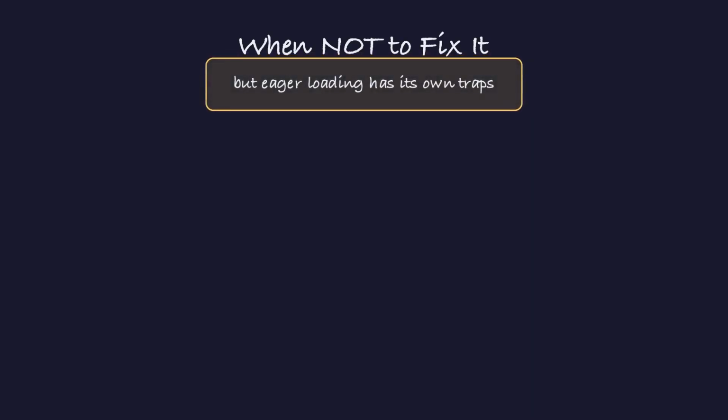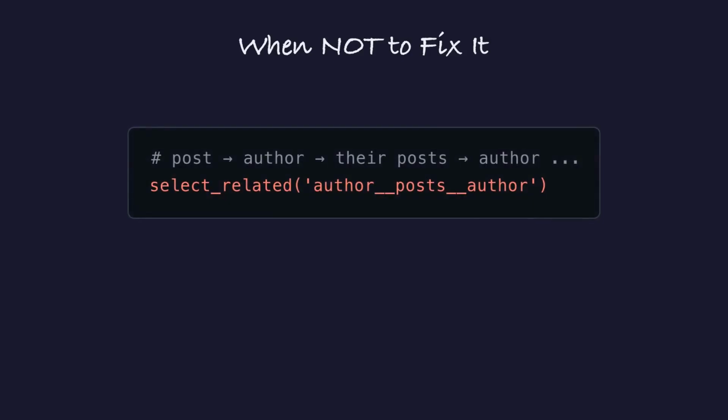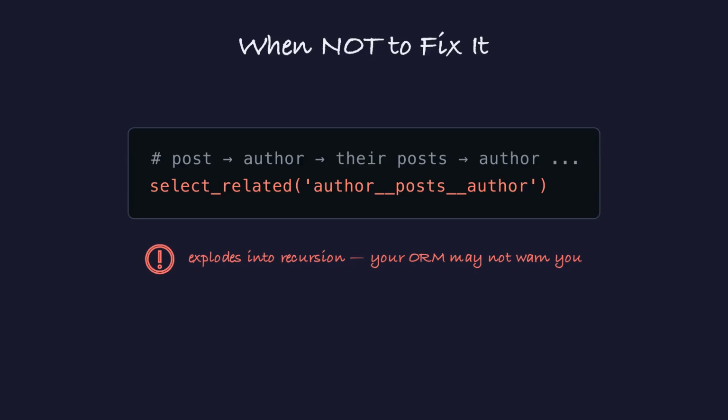Also respect eager loading's own traps. Overeager loading, pulling everything just in case, bloats memory and bandwidth. Load only what this operation needs. And never chain eager loads into a circle, post to author to their posts to author again. That path explodes into recursion, and your ORM may not warn you.